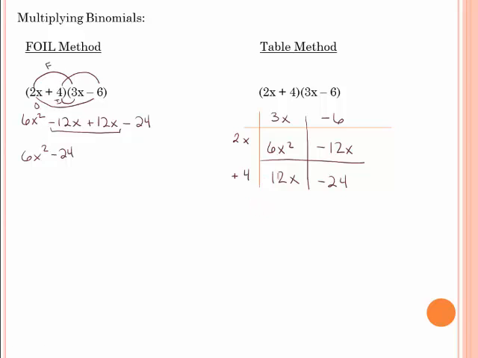When we use the table, our like terms will show up in a diagonal pattern. So our like terms will be on the diagonals. The top left-hand corner will be our first term. We'll add our like terms in the middle, so 12x minus 12x is 0. And then our last term will be in the bottom right-hand corner. So as you can see, you get the same result no matter which method you use. It's just a matter of preference, whether you would prefer to use the FOIL method or the table method.